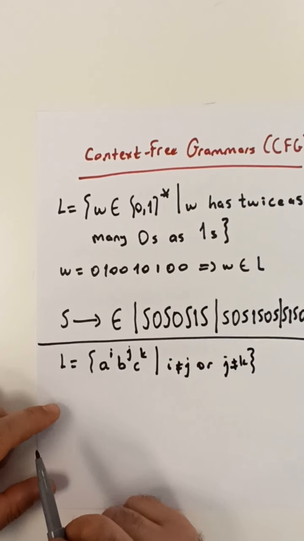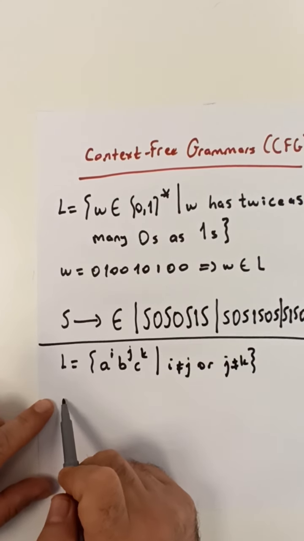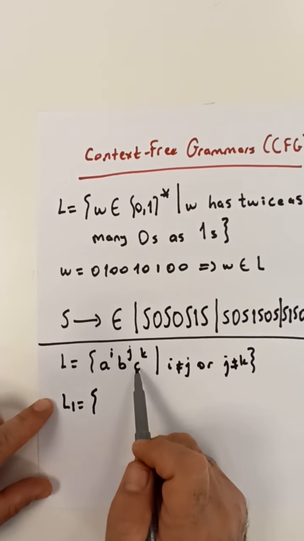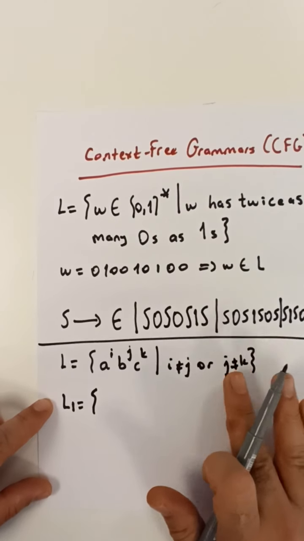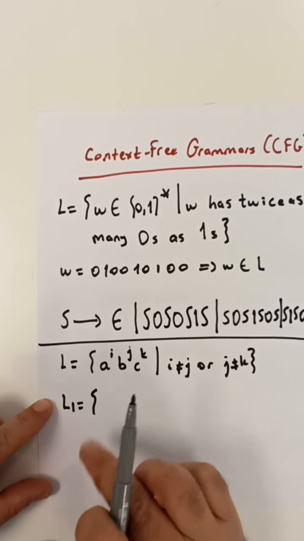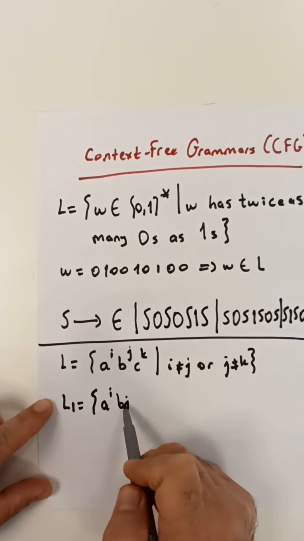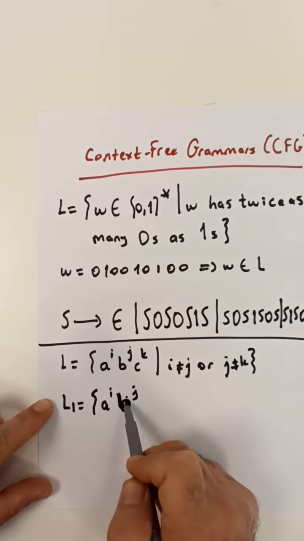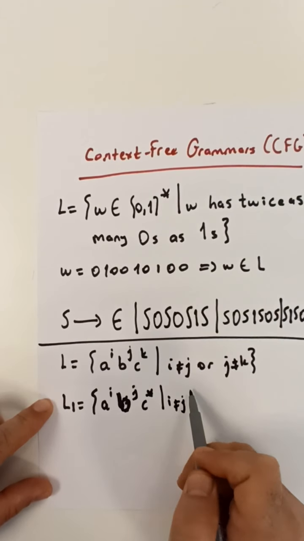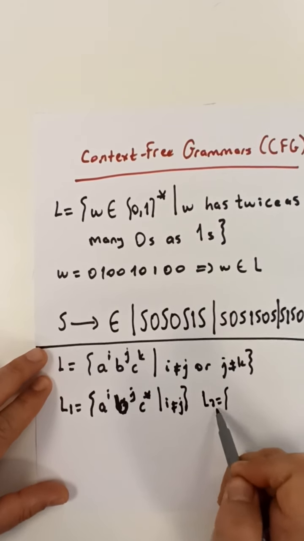To be able to design a grammar for this language, let's split the language into two. Let's say that L1 corresponds to the language where we don't care about the number of c's. We only care that the number of a's is not equal to the number of b's. So a to the i, b to the j, c star, such that i is not equal to j. This is L1. We can similarly define a language L2.